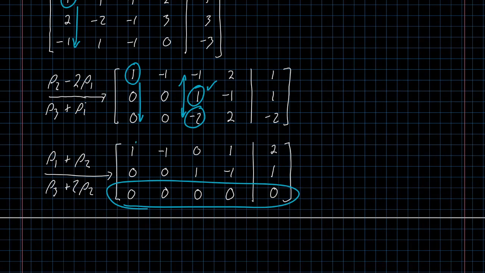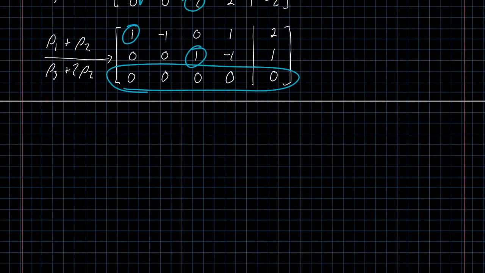We've got a leading entry in the first row, which is a 1. We've got zeros everywhere else in that column. We've got a leading entry in the second row, which is 1. We've got zeros everywhere else in that column. We've got a couple of variables where it didn't quite work out like that, and that's okay. But we have gotten this matrix into reduced row echelon form, and that's what we wanted to do.